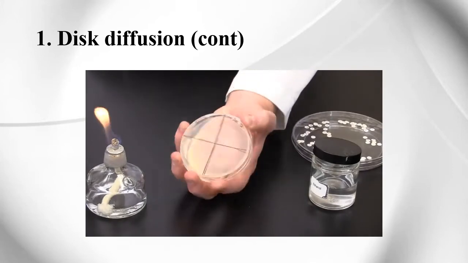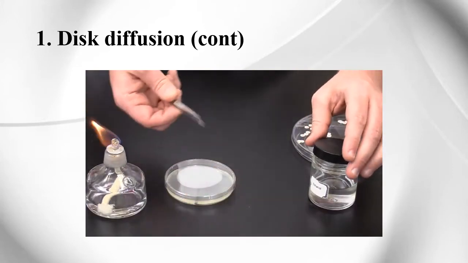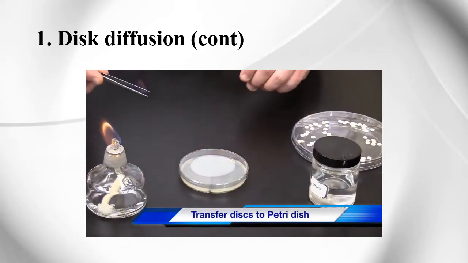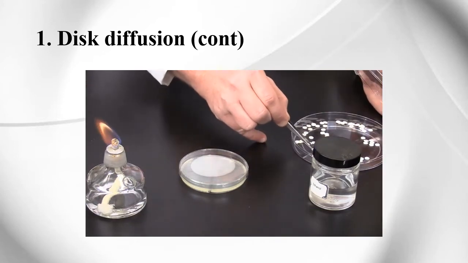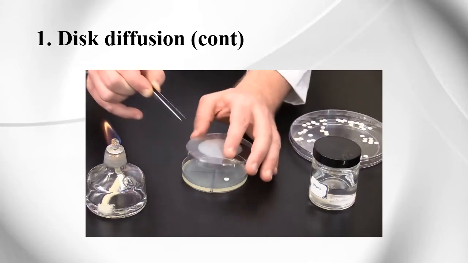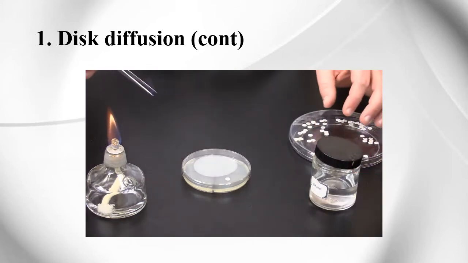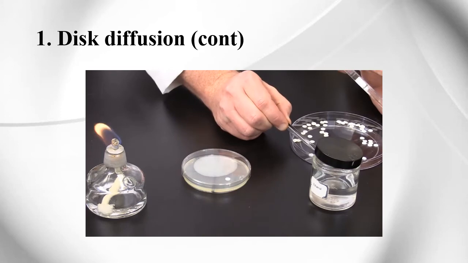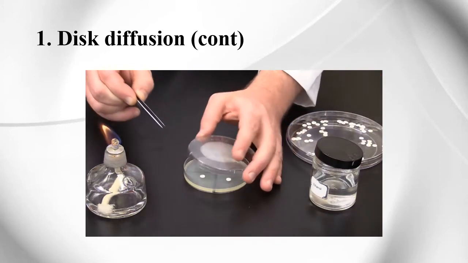With a marker, divide the plate into 4 quadrants. Flame sterilize the forceps, make certain the ethanol has burnt off completely, and allow it to briefly cool. Pick up a disc carefully, place it within 1 quadrant, and tap lightly. Flame sterilize the forceps between placing discs. Again, remove the lid, place the disc, and gently tap.